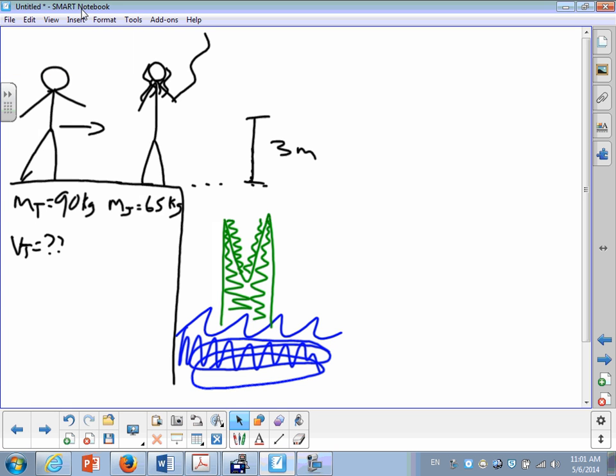Hello, and I'm going to have a look at a ballistics pendulum problem here. However, I've decided to make it a little bit more entertaining. Instead of a bullet and a pendulum, we're dealing with Tarzan and Jane. So here's the situation we have right now.